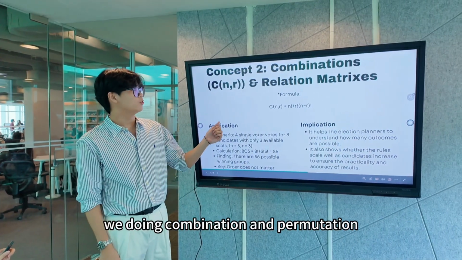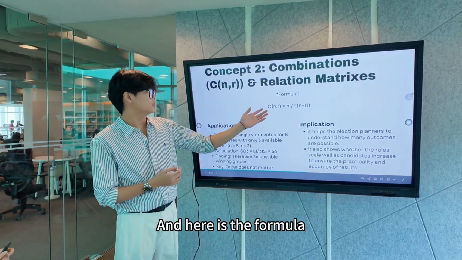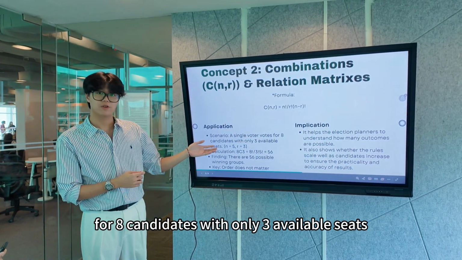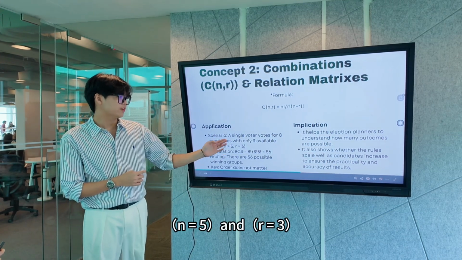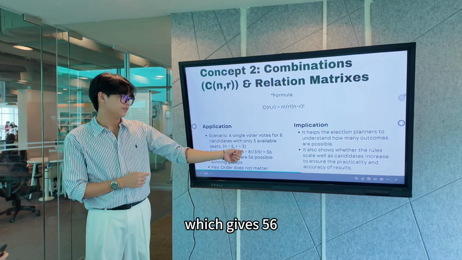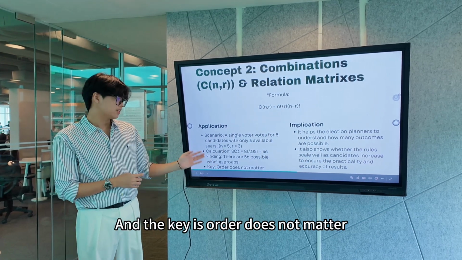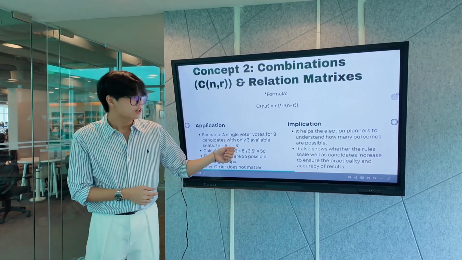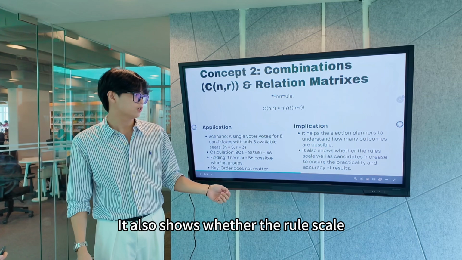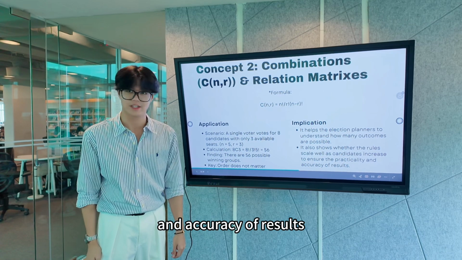So for concept 2, we'll be doing combination and permutation. But first I'll talk about combinations. Here's the formula. Given a scenario where a single voter votes for 8 candidates with only 3 available seats, where n equals 8 and r equals 3, the calculation will be 8 combination 3, which gives 56. So this shows that there are 56 possible winning groups. And the key is order does not matter. It helps the election planners to understand how many outcomes are possible. It also shows whether the rule scales well as candidates increase, to ensure the practicality and accuracy of results.